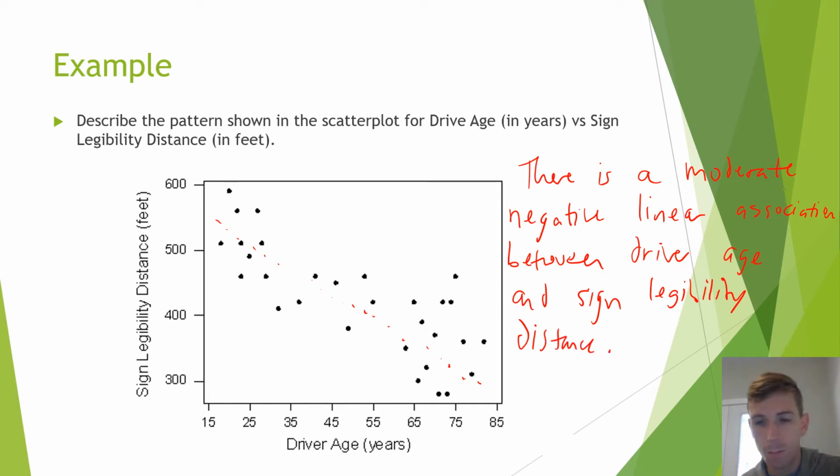Okay, you're probably thinking you barely wrote anything. Well, we hit on all three of the things we wanted to. We hit on strength right here, moderate, direction, and form. So all three were there. We provided some nice context with naming the actual variables. That is a great description of the scatter plot. There was no unusual features to mention, so we didn't mention any.